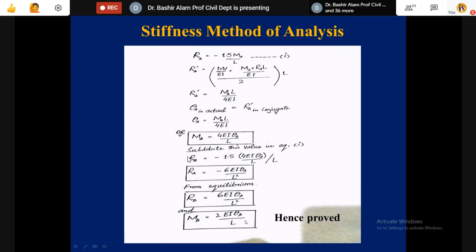So all the numbers are proved now. At the near end, 4 EI theta divided by L, far end 2 EI theta divided by L. Reaction at A and reaction at B also. You can do the same exercise now for when translation is given. So that is 6 EI delta over L square, 6 EI delta over L square at the far end also in the same direction, and then the magnitude of the couple will be 12 EI delta divided by L cube.